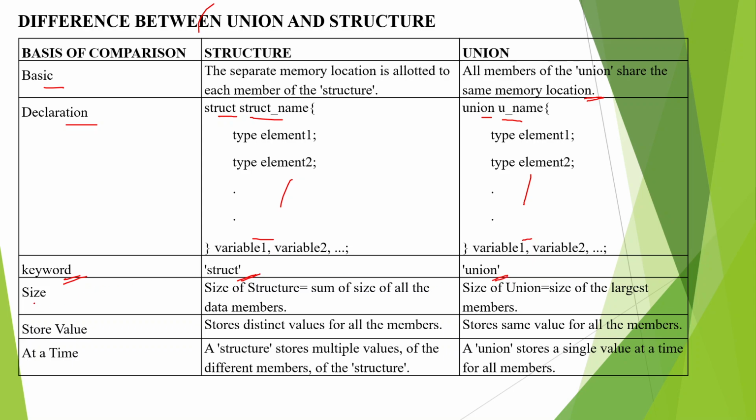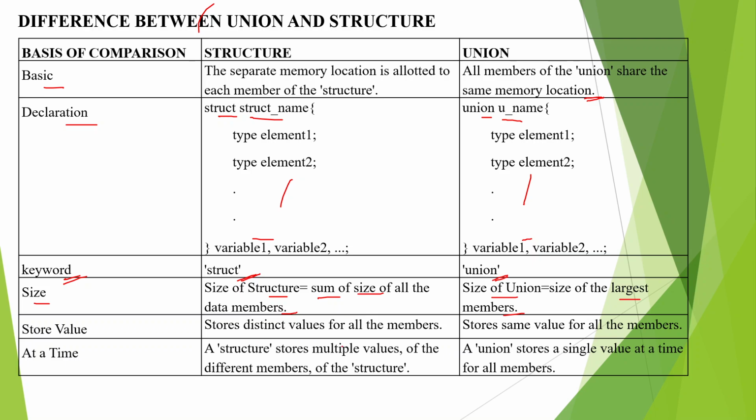How they will consume memory: the size of a structure is the sum of the sizes of all the individual data members. We need to sum those up, and then we will get the final size of a structure. But in the case of a union, the size will be the size of the largest member. In our case, it was integer, and we know that an integer consumes 4 bytes, so it will allocate 4 bytes. It equals the size of the largest member in the case of a union.